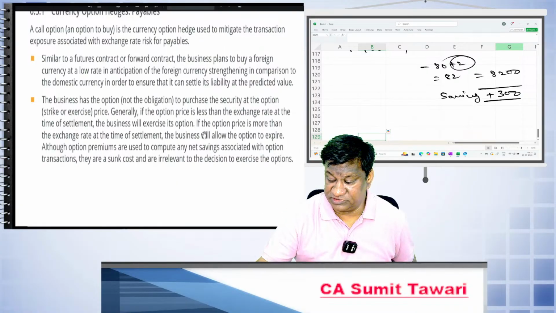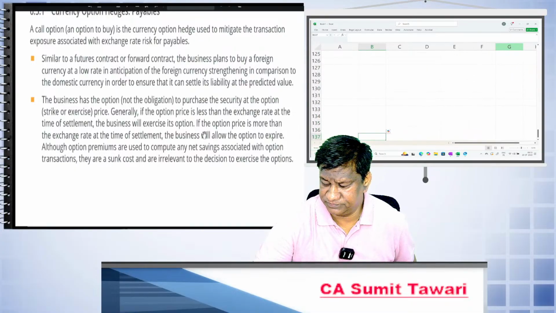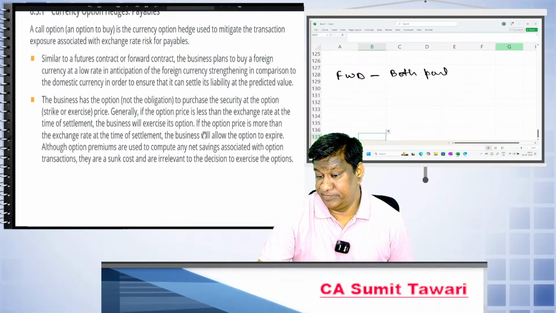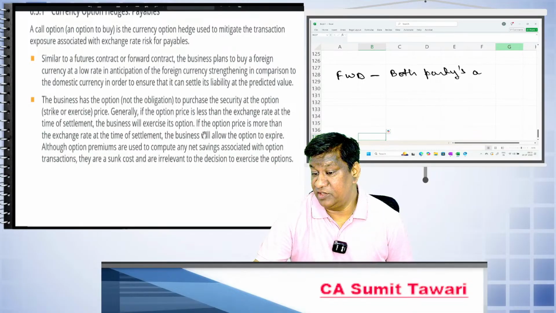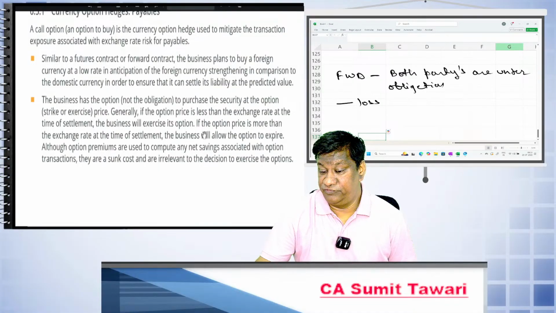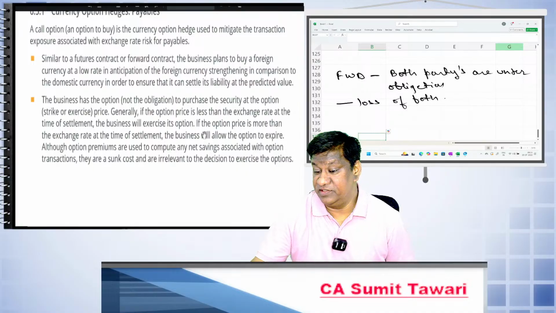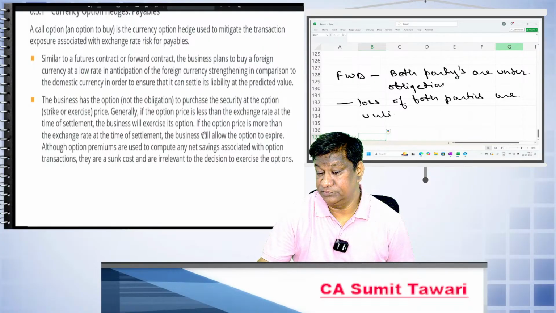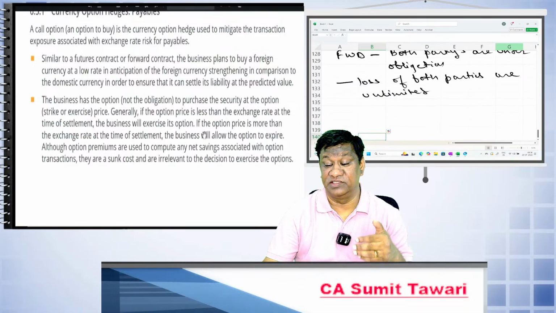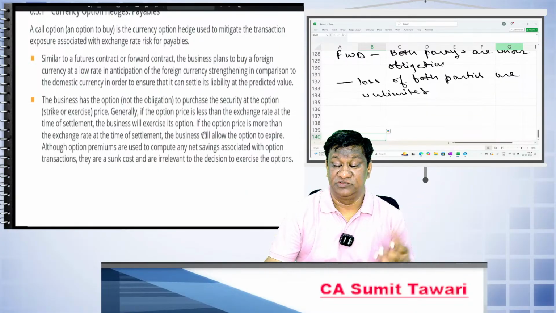Are you able to understand all this terminology? I'm just writing it down. For forward, both the parties are under obligation, hence the loss of both parties is unlimited. Why does loss happen? Because I predicted the exchange rate may increase, but in the actual situation the exchange rate decreased. So that's why the loss may arise.